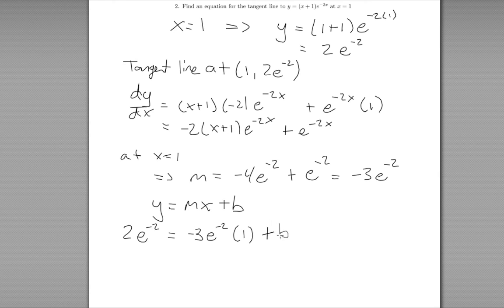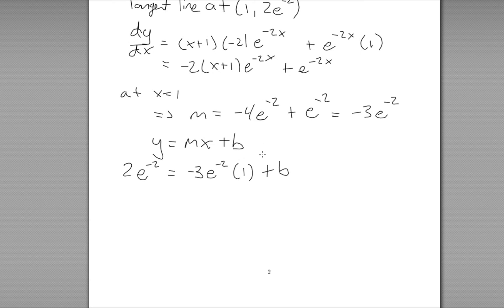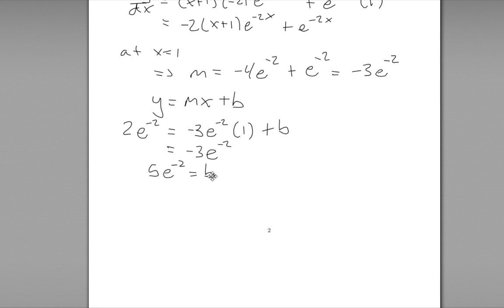And then we still have our b. So this allows us to figure out what b is equal to. If I simplify this, this becomes negative 3 e to the negative 2. And when I move this over to the other side to isolate for b, I end up with 5 e to the negative 2 equals b. So this becomes our b value. Now that we have a b value and an m value, we can go ahead and write down the actual equation of the line, which is y equals, what is our m? Our m is negative 3 e to the negative 2. y equals mx plus, and what is our b? 5 e to the negative 2.